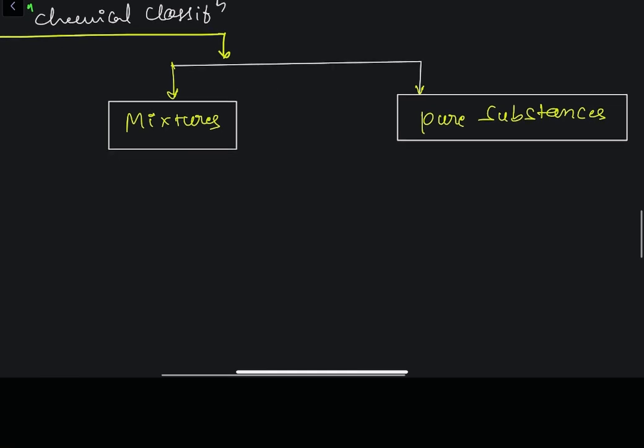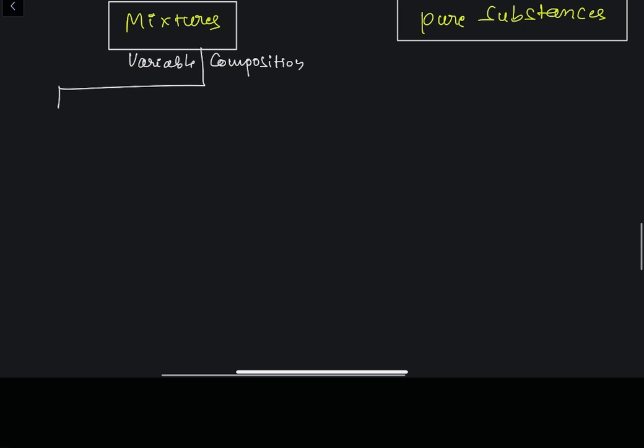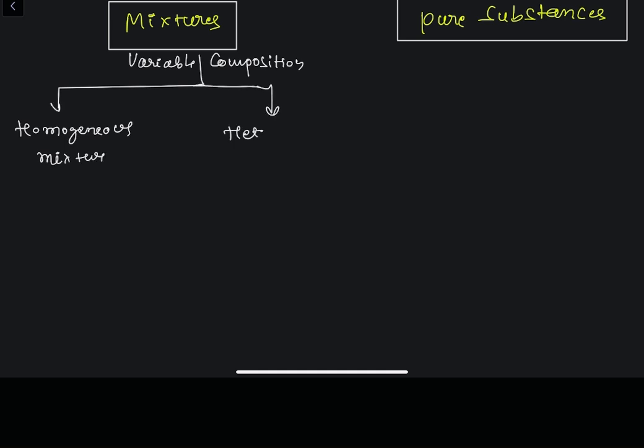Mixtures are of two types again. One is homogeneous, another one is heterogeneous. So shortly, I can mention these have variable composition. These mixtures are classified as homogeneous mixture and heterogeneous mixture. Both are important. These are just basic terms, but we need to understand about these things.